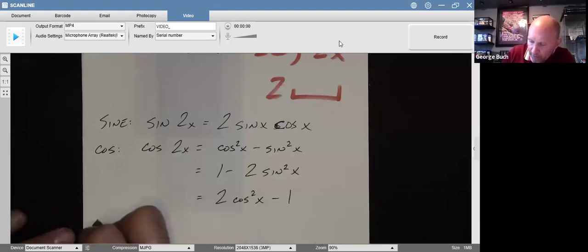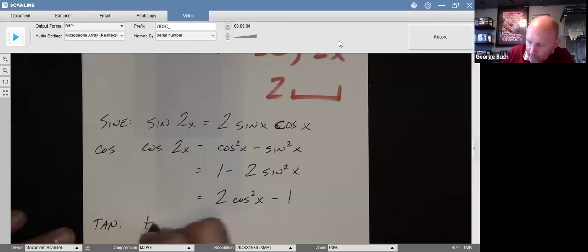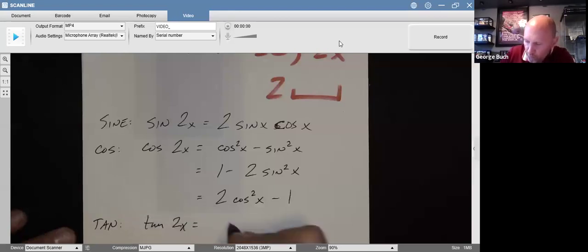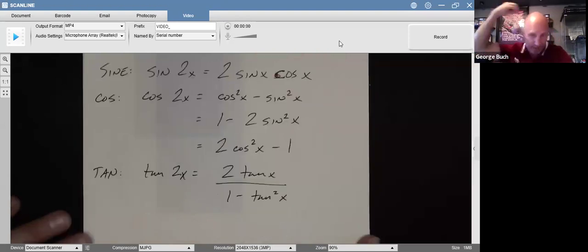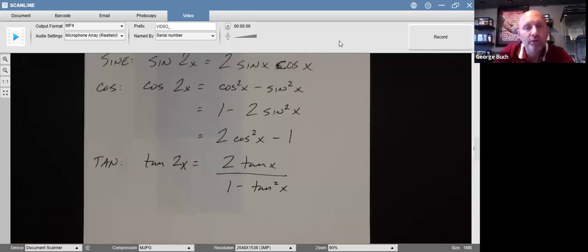And then lastly, for tangent, tangent of 2x is equal to 2 tangent x divided by 1 minus tangent squared of x. So that is our double angle formulas. If you're going to put them on your note sheet, your cheat sheet, make sure you write them correctly.